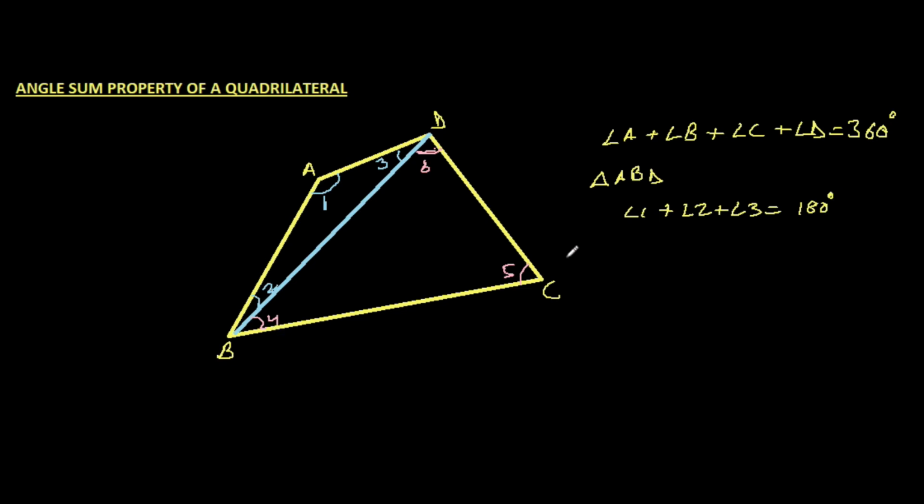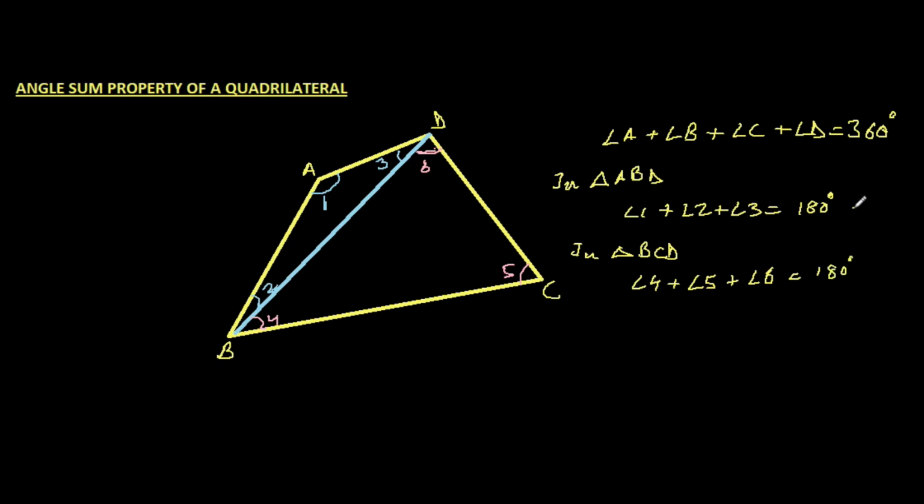So angle 1 plus angle 2 plus angle 3 is 180 degrees. Now we have another triangle. So triangle ABD is like this. And in triangle BCD, which means the bigger triangle here, we have three angles, which are angle 4 plus angle 5 plus angle 6. That is also 180 degrees.